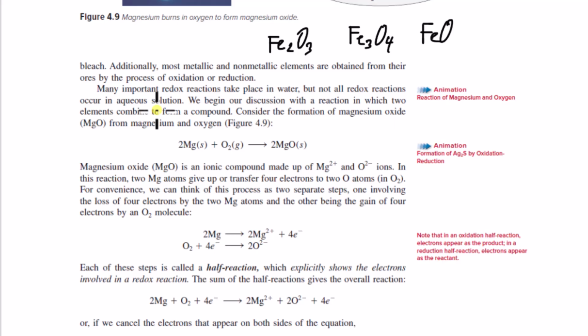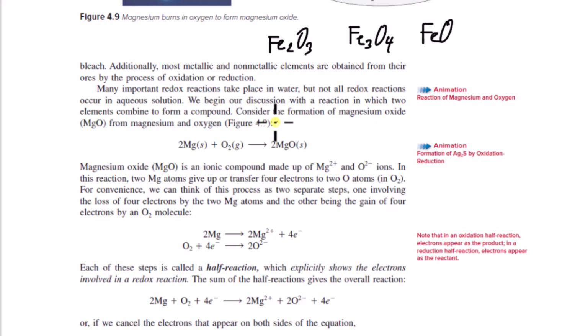But of all of the reactions in nature, biological processes, etc., that do occur in aqueous solution, these are three of the primary ones: precipitation, acid-base, and oxidation-reduction. So that's why we're studying them here in this chapter. But we're going to start by looking at a redox reaction that does not occur in aqueous solution.